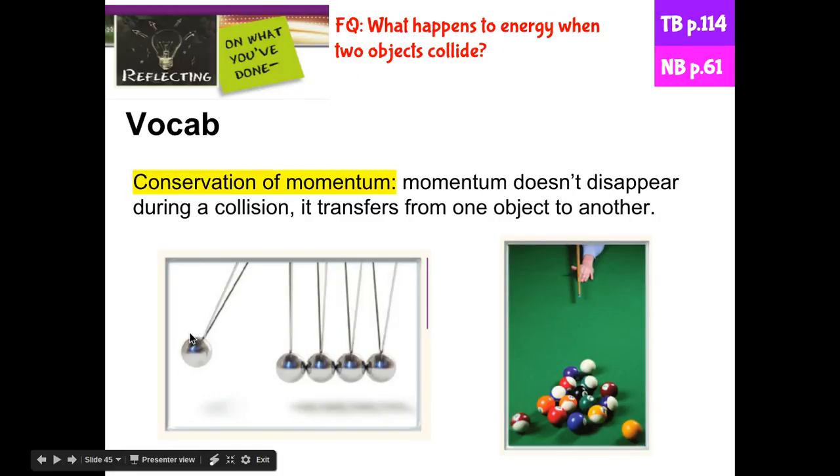Conservation of momentum states that momentum doesn't disappear during a collision. It's transferred from one object to another. So the momentum of the marble on the left would transfer through all the other marbles and then exit through the marble on the right and go back and forth.